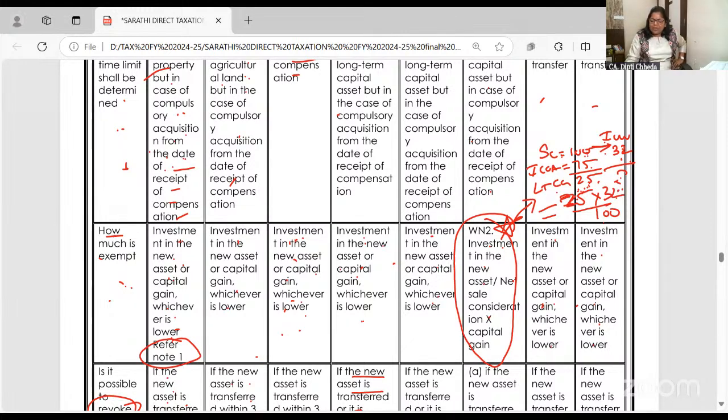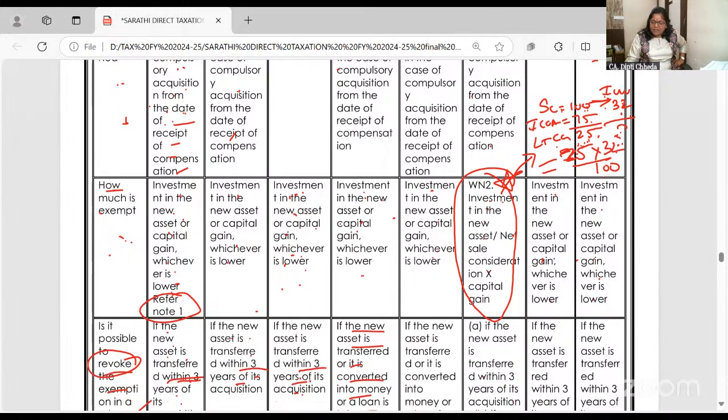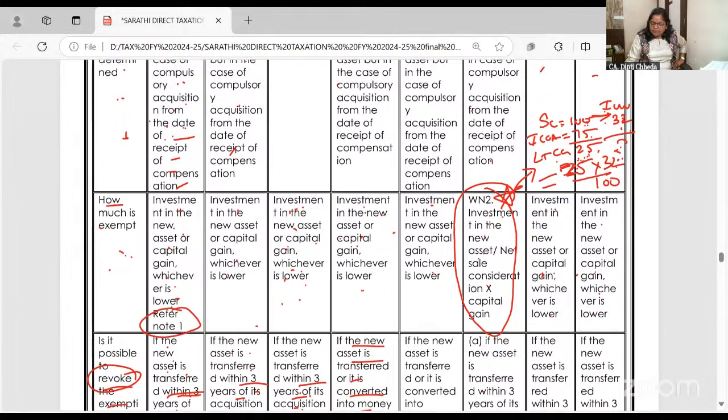Proportionately, you will get: in 100 it is 25, so in 32 how much? Investment in the new asset, 32, divided by net sale consideration, into the capital gain. Clear to all of you?